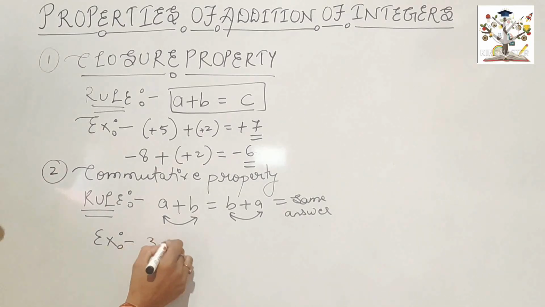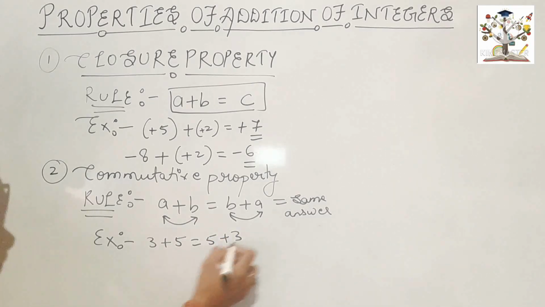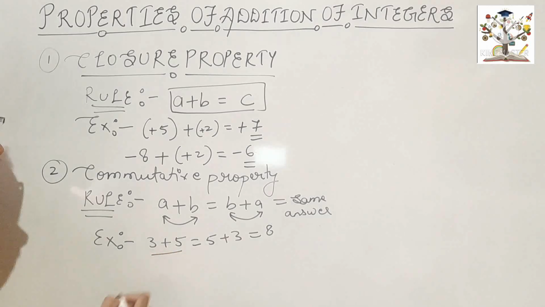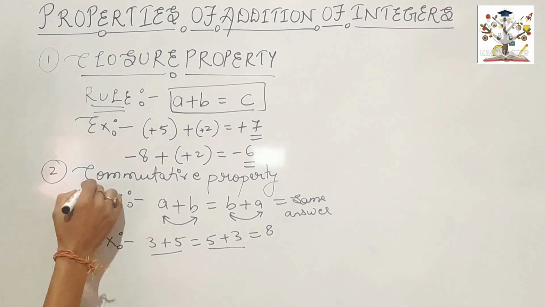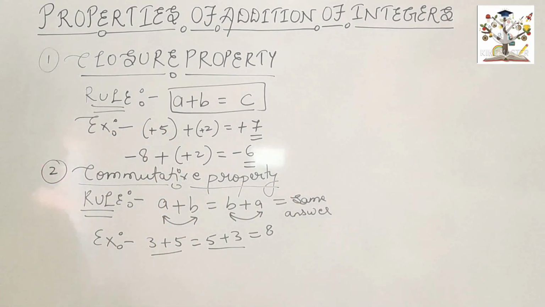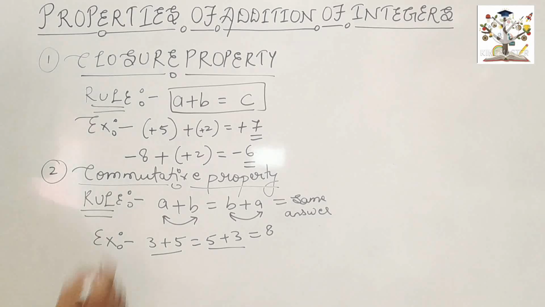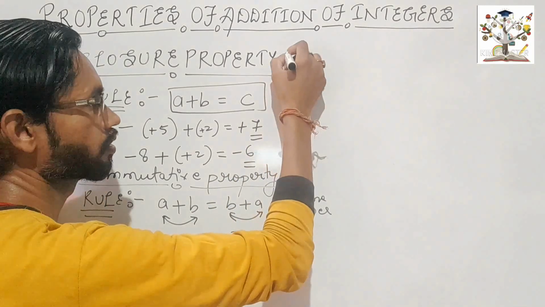Let's take an example. Let's write 3 plus 5, or I'll write 5 plus 3. I know that in both cases I'll get 8. 3 plus 5 is 8 and 5 plus 3 is 8. So that is the example of commutative property, which says that whether you change the sequence of the integers, the answer will be the same in the case of addition.